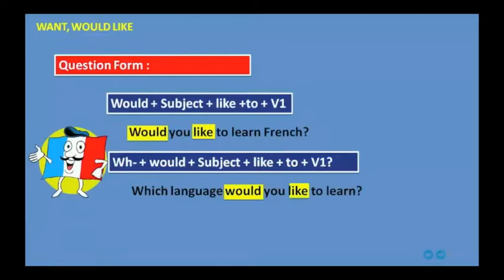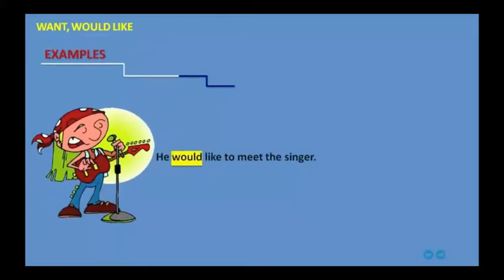What about the question form? After would, we use subject pronoun and then like and to verb 1. Would you like to learn French? If you want, you can use WH question words with would like. Which language would you like to learn? Let's look at the examples. He would like to meet the singer.